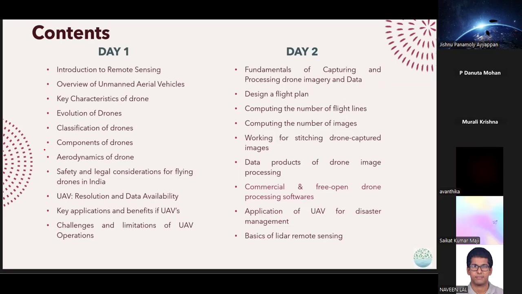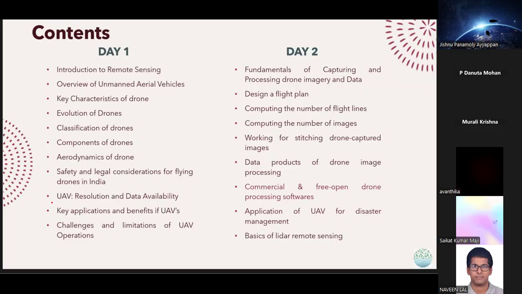Then we talked about the safety and legal considerations for flying drones in India, the DGCA rules and guidelines published in 2021. DGCA is an acronym for the Director General of Civil Aviation, and they have set certain rules before flying drones. We also discussed the penalties we have to pay if we don't follow the rules and regulations. Then we talked about drone pilot licensing, the educational qualifications, and who is eligible to apply for it.